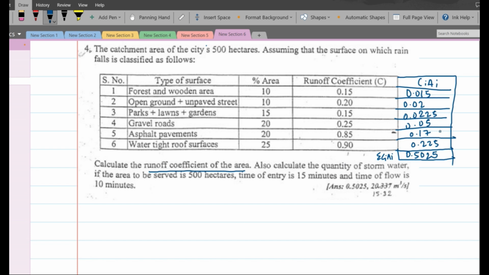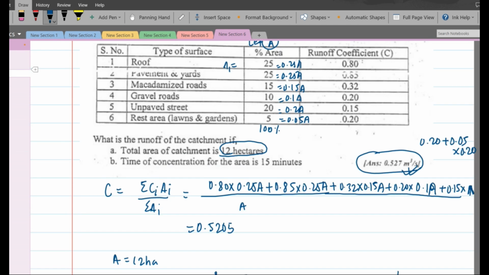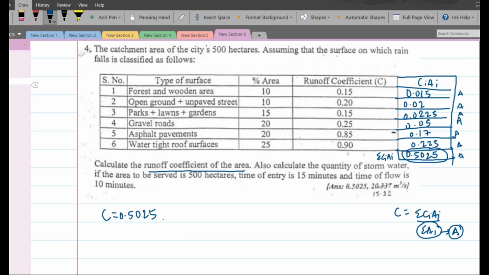So C equals summation CiAi by summation Ai, right? We have not written A in each row or cell. So the summation of Ai is A itself, right? So A and A will be cancelled. So the coefficient of runoff will itself be 0.5025. Or you can do it according to the previous example, right? So in this way you can also do. Now we have obtained C.